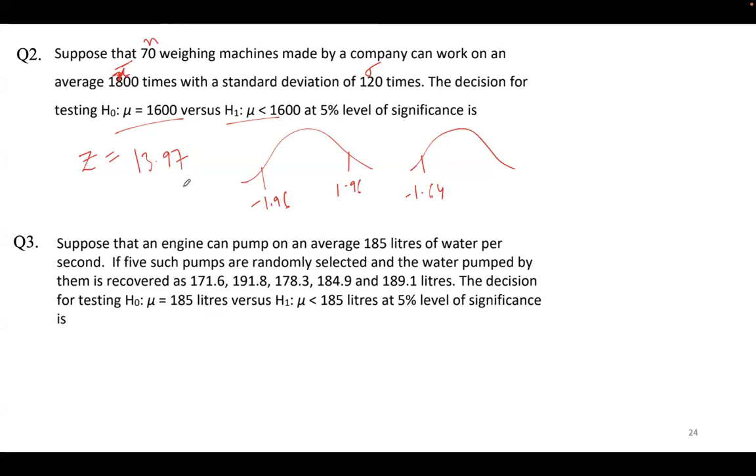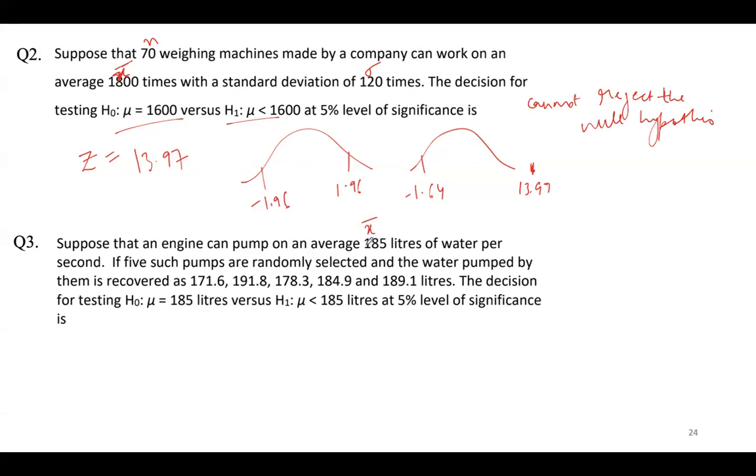So when this is the case given to you, you will not be able to reject the null hypothesis because the value is lying here, right? 13.97 is lying here. So you cannot reject the null hypothesis. Likewise, you can do it for the second question as well.